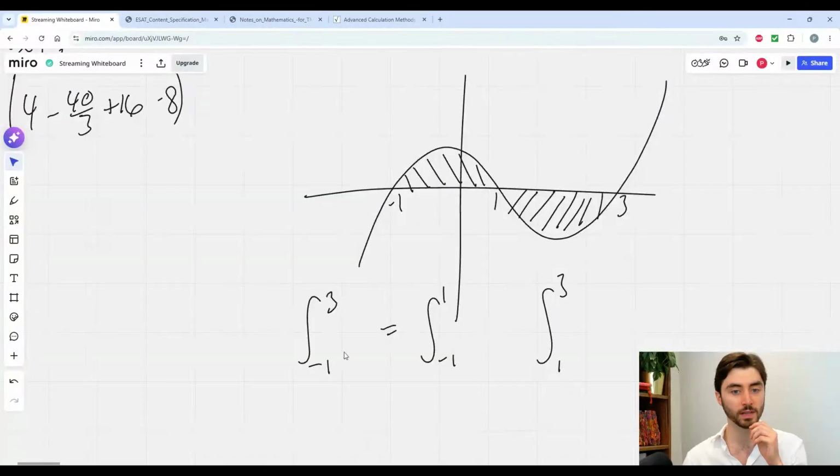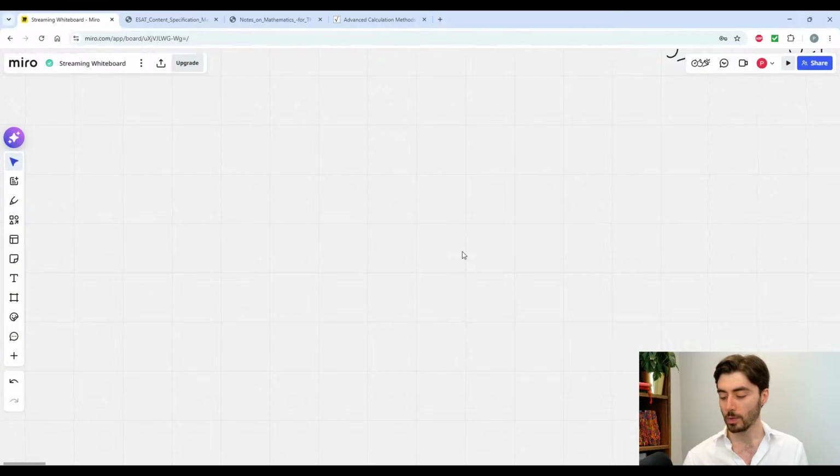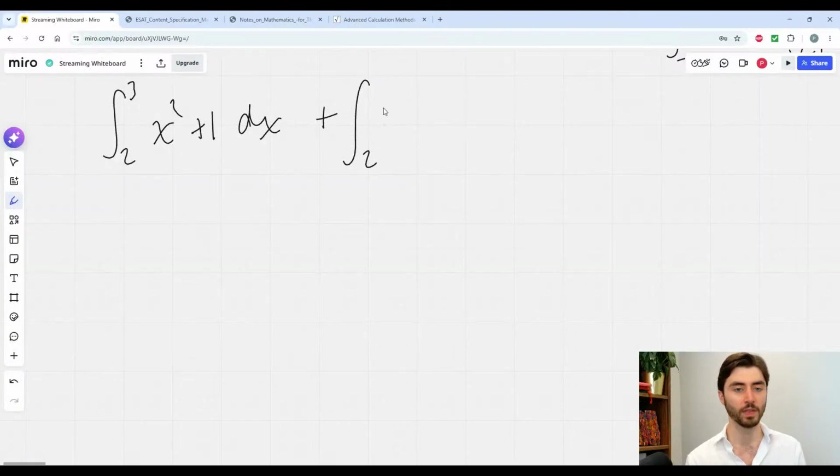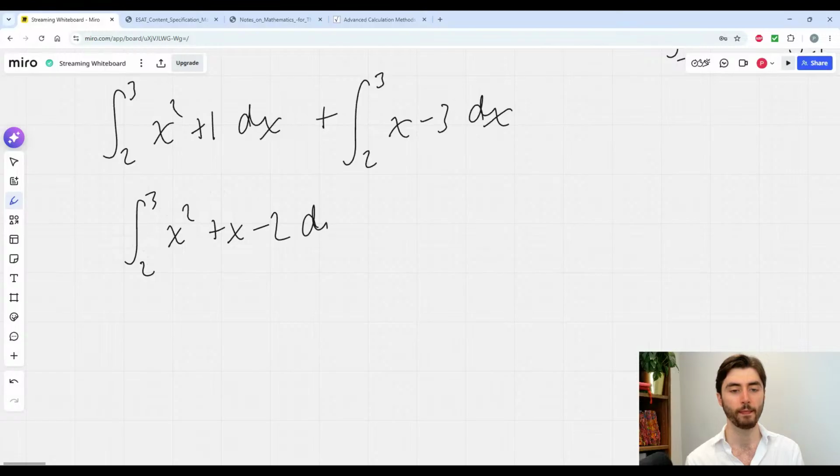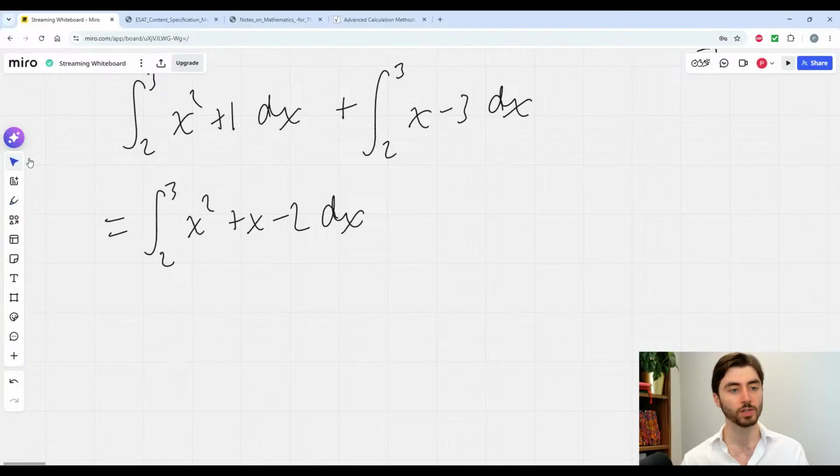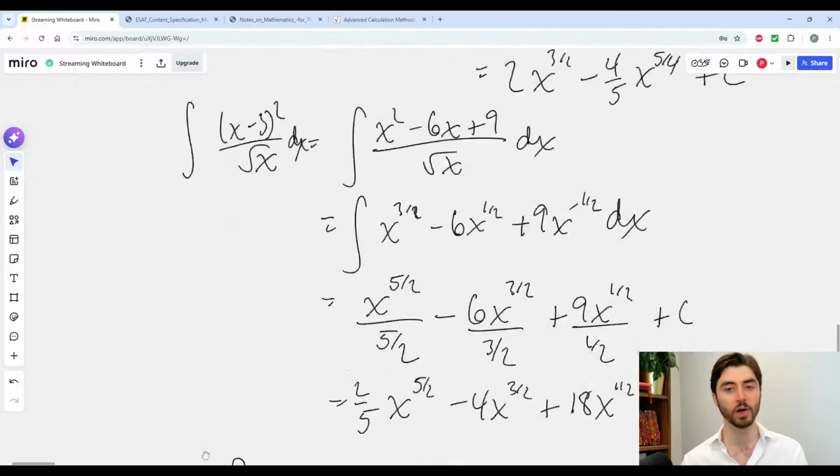Right, so let's talk about this combining integral stuff now. If we had the integral between 2 and 3 of x squared plus 1, and we added on the integral of something like x minus 3, what you can do in this case, if you have two integrals with the same limits, is combine them into one, which isn't too bad.